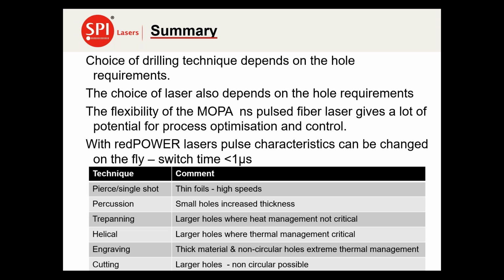As a summary, piercing single shot is for thin foils at high speeds; percussion is for small holes with greater thickness because of the number of additional pulses. If you want to enlarge those holes, you can use trepanning, particularly where heat management is not critical. You need to move to helical processing for larger holes where thermal management is critical. And engraving is for thick materials, and it gives really good thermal management, but it takes a long time. And for those holes that are big, you can potentially cut them out.